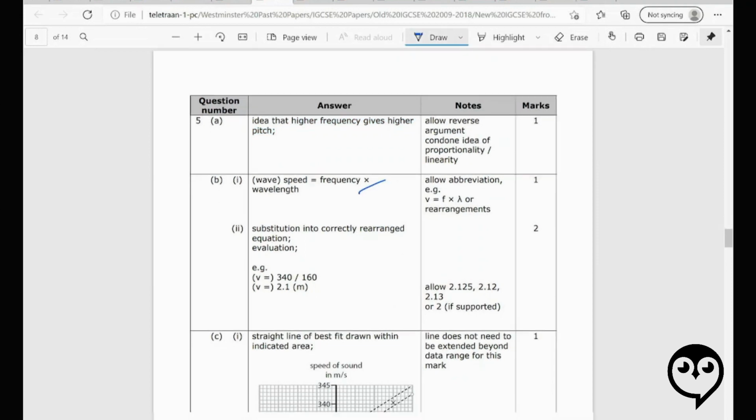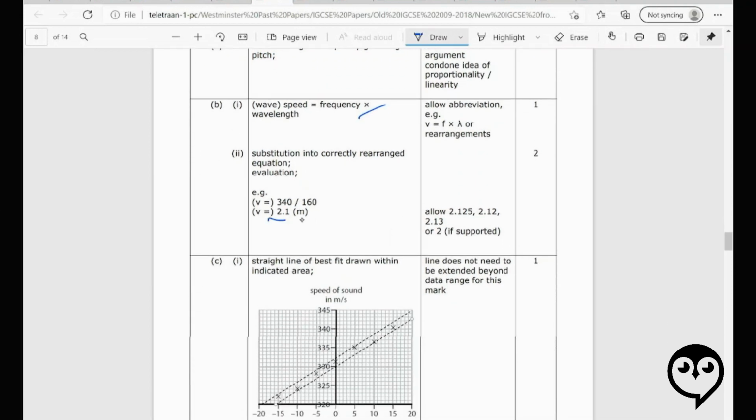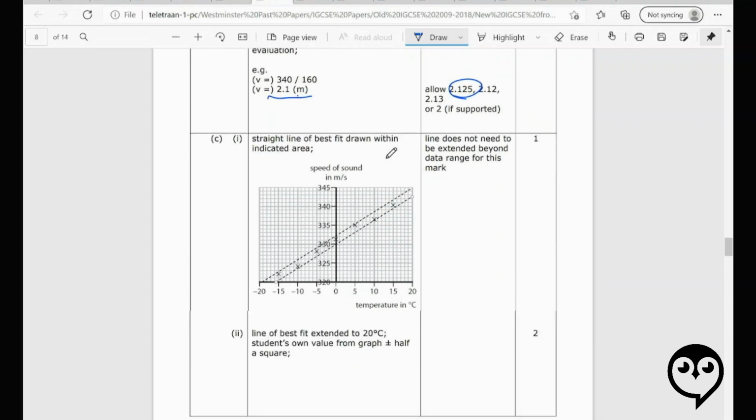Right, there's the wave equation. We got that. Right, and so we got the right velocity there because we did 340 divided by 160. We plugged it in. We got the 2 marks. Here's the graph. These are the lines they will accept anywhere between these. They give you a bit of a leeway, so that's nice. You need a straight line within that indicated area. Pretty straightforward, 1 mark. The line of best fit is extended all the way to 20 degrees, and the student's own value from the graph, 1.5.